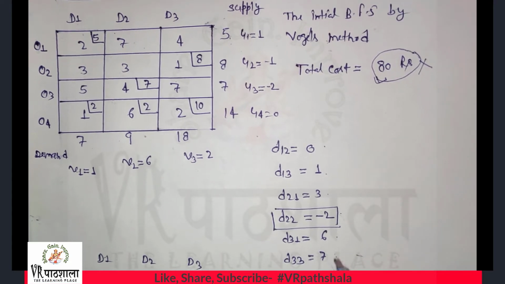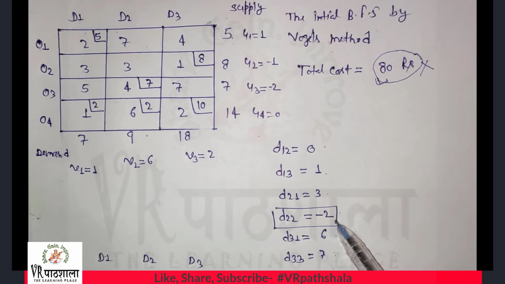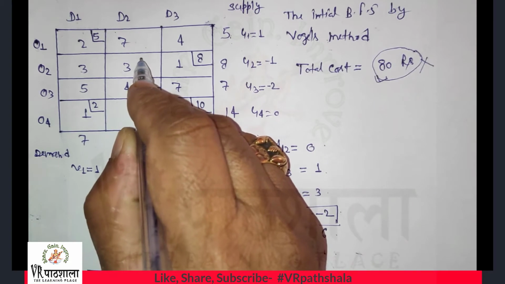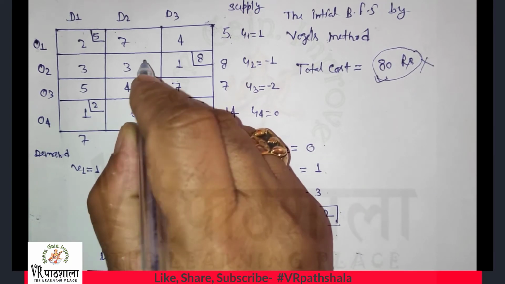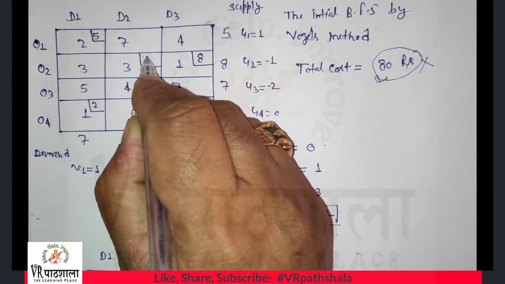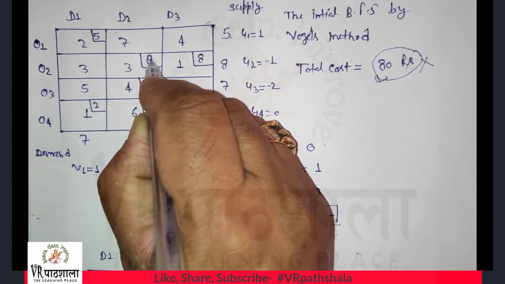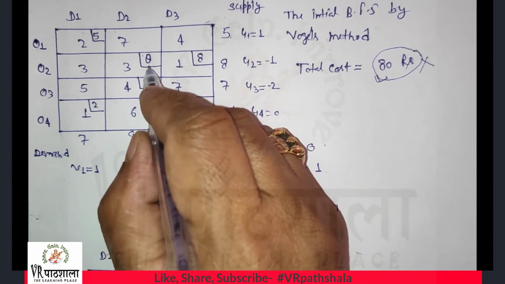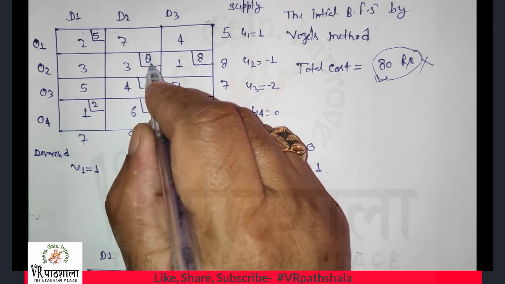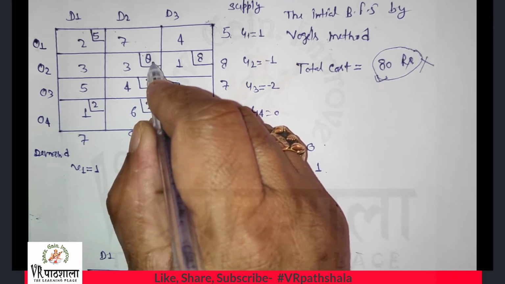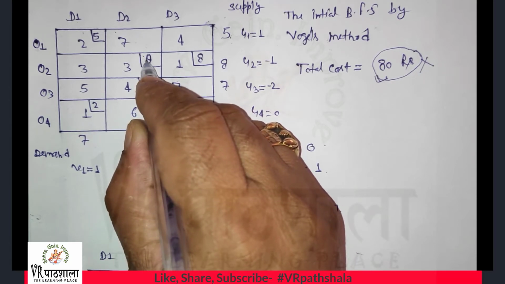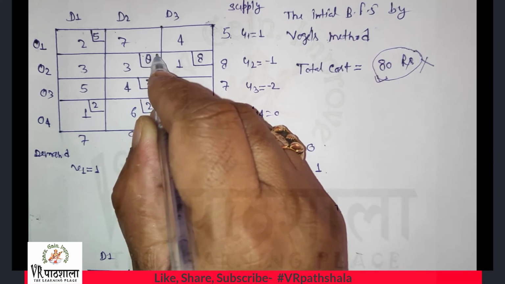Now D22 is negative. The cell D22 is this cell. So we need an allocation in this cell, and we introduce an allocation theta in this cell. Now from this cell we move from allocation to allocation, alternating positive and negative. So here this theta is positive.